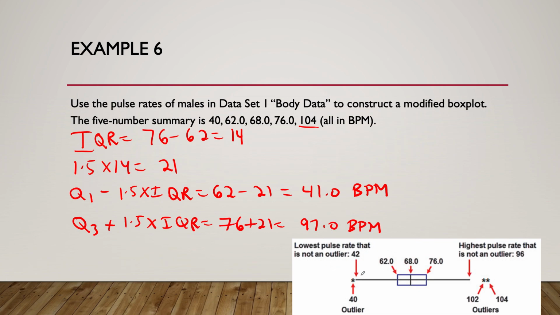And this box plot down here removes the outliers of 40, 102, and 104. And now the highest pulse rate that is not an outlier is 96, and the lowest is 42.